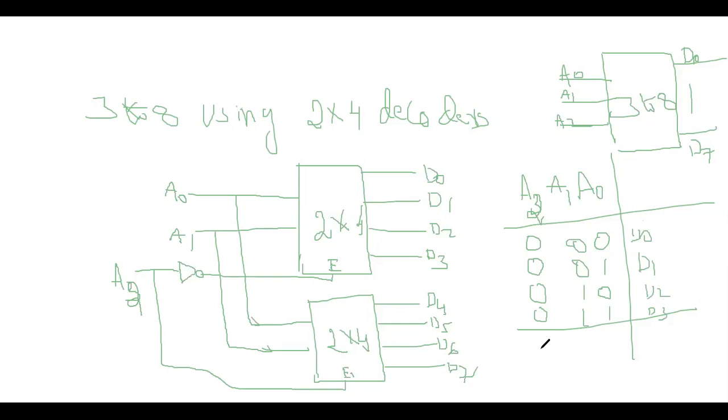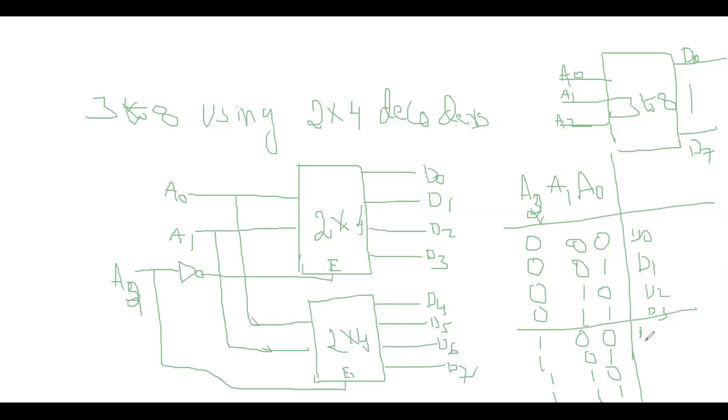Now when I am selecting A2 equal to 1 and A1 A0 as 0 0, 0 1, 1 0 and 1 1, in this case the upper 2 to 4 decoder is disabled, because the inverter output is 0 here. Now the lower 2 to 4 decoder is enabled. According to these two inputs, we'll get the outputs.